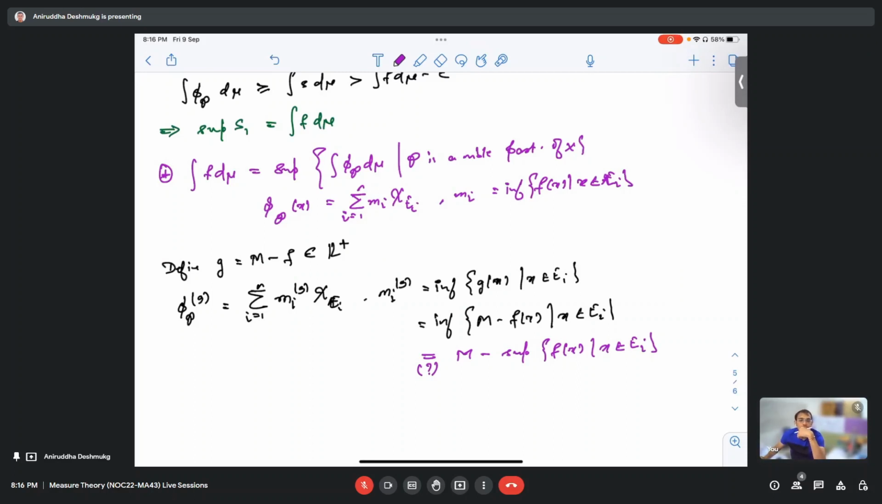So the infimum of m minus f(x), that is a non-negative set, and then it is equal to m minus the supremum of f(x). Yeah, but is it true? That I have written already, but is it true? Can you prove it? It is true or not?